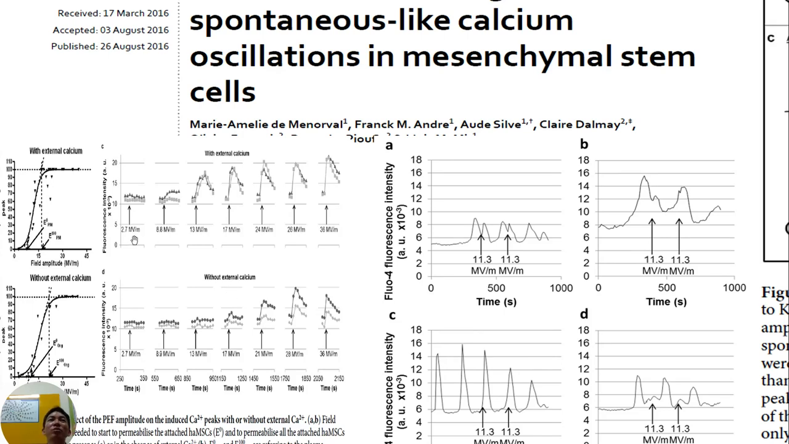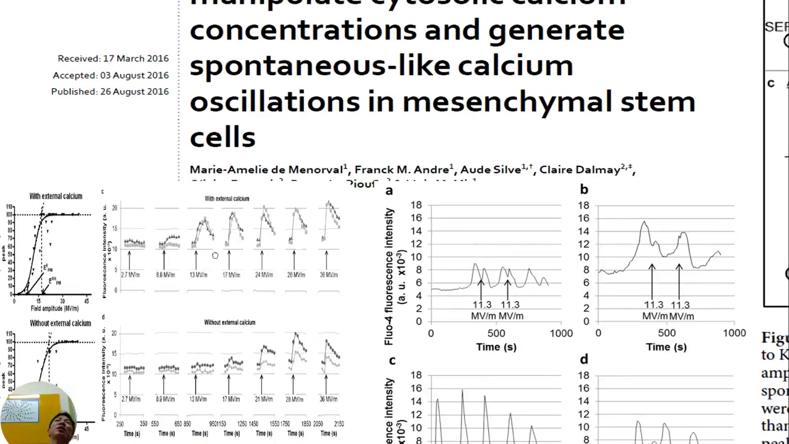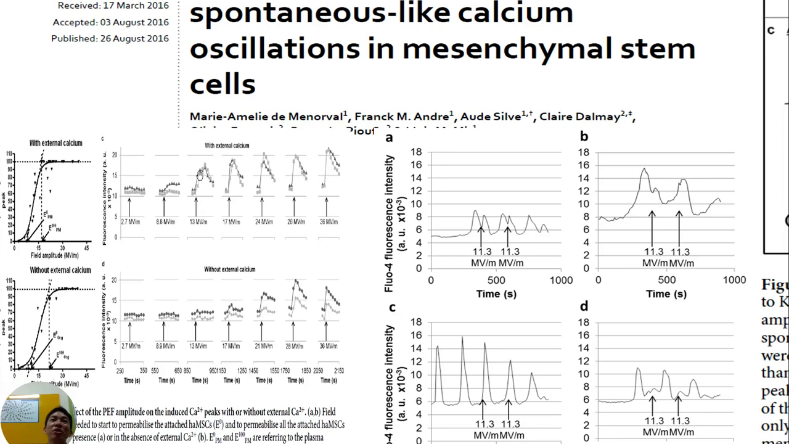Okay, with the calcium, they increase the voltage from small to large. But when you see it with calcium, at 13 watts per meter, they start to show calcium influx, right? But here, at 17 or 21, they start to show influx, which means that this is, what is that? This is from the ER, right? This is from the media initially. So we can say that with or without media, anyhow, ES induces calcium influx, okay?